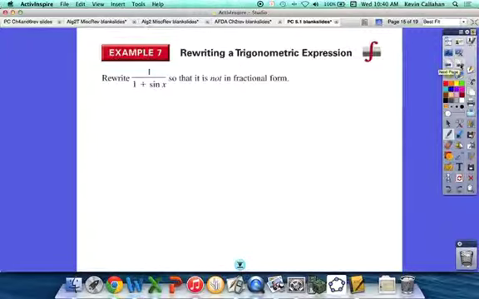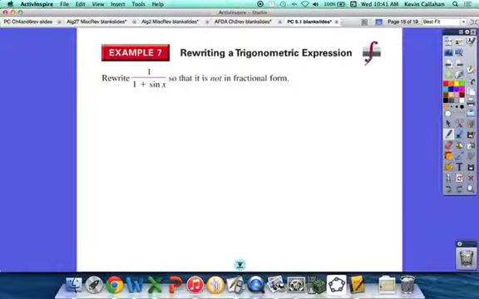Okay, so rewrite 1 over 1 plus sine x so that it's not in fractional form. Something I've never noticed before is that in the book, they have this symbol right here. I'm pretty sure what that means is that there's a calculus connection here. Not that we're using calculus here, but in calculus you're going to find the need to do this, something that we would have a hard time doing with what this symbol represents in calculus, which is called an integral.